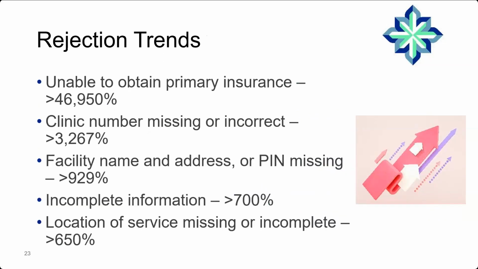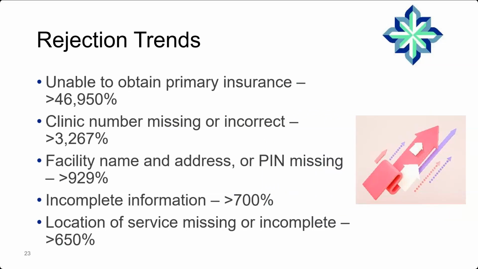I was asked about, do we track trending? Do we track things that go up and down, and how does that work? So I thought, okay, I'll just put a little bit of data. I'm not going to go really far into this, but you can see unable to obtain primary insurance is trending up right now at 46,950%. This is the type of trending that we do.